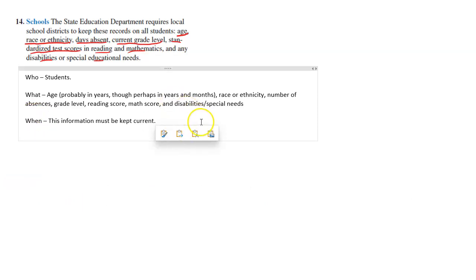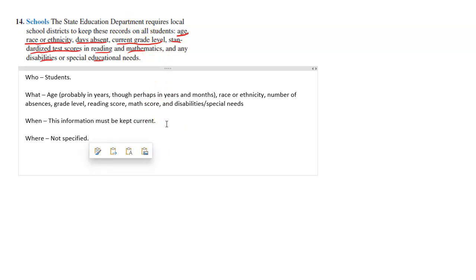When are they measuring it? More than likely, they're going to just keep it current for the current school year. The information must be always kept current. They're going to change it every year. They're going to update it every time, like when there's a new test score, reading and math score, they're going to put it in the database. So the when is just current.